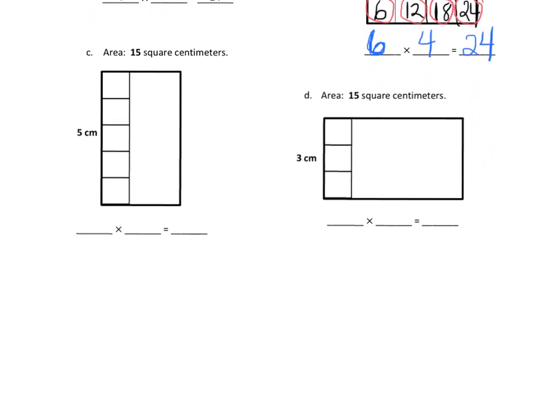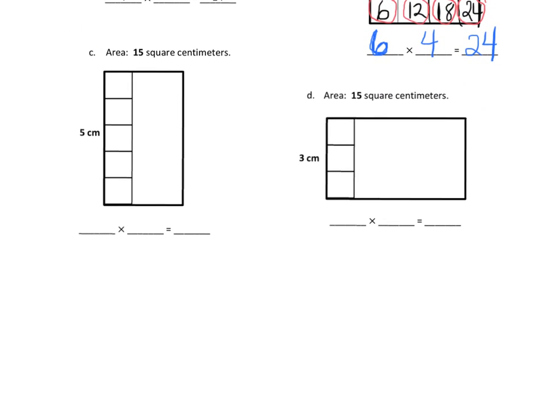I'm going to scooch down here. So now we have a side length of 5, and we're told that the area is 15 square centimeters. So we know that we have a 5 here. We know that the area is 15. And so we can predict that this answer is going to be a 3. The missing value is going to be a 3.